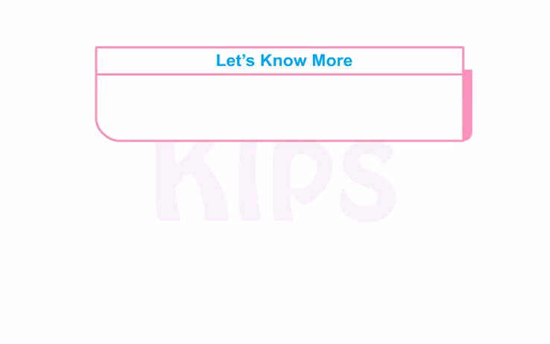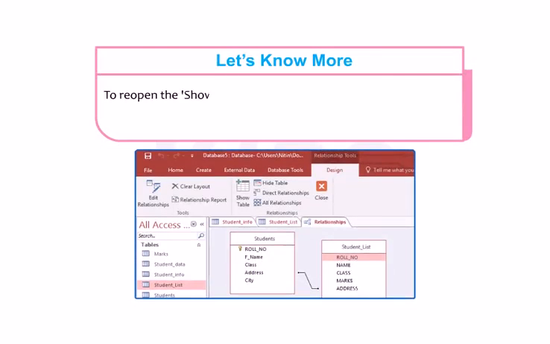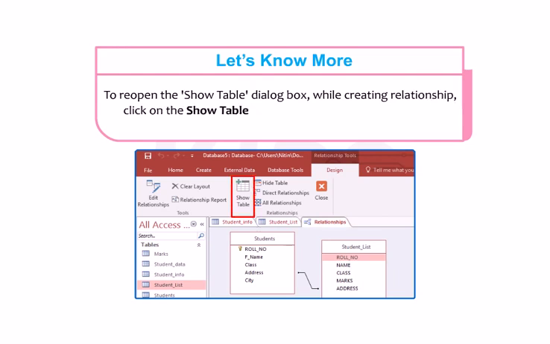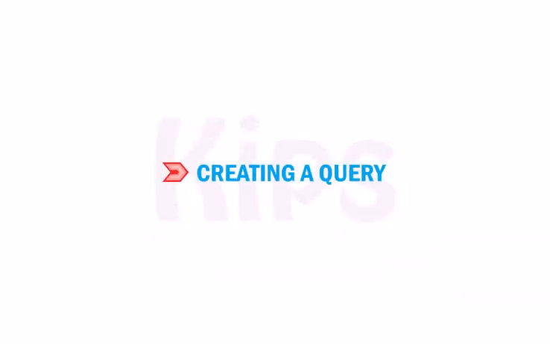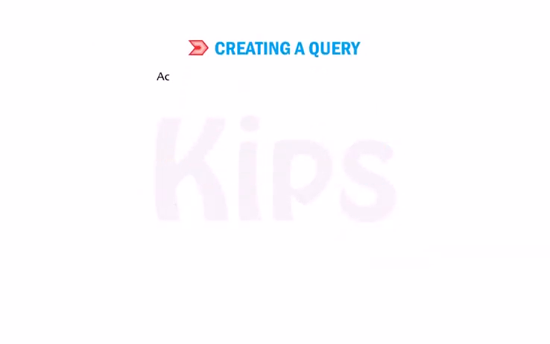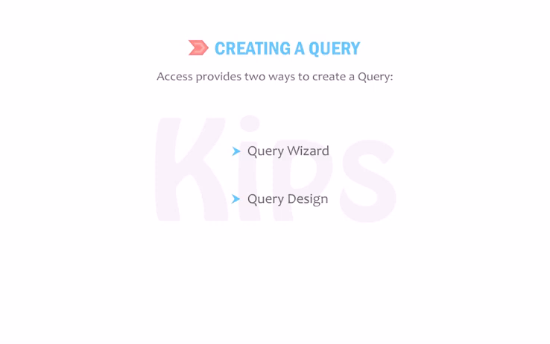Okay students, let's know more. To reopen the Show Table dialog box while creating a relationship, click on the Show Table button on the Design tab in the Relationships group. Okay, let us learn how to create a query. Access provides two ways to create a query: Query Wizard and Query Design.